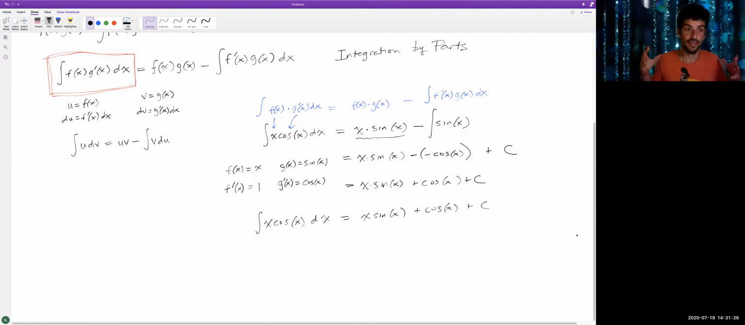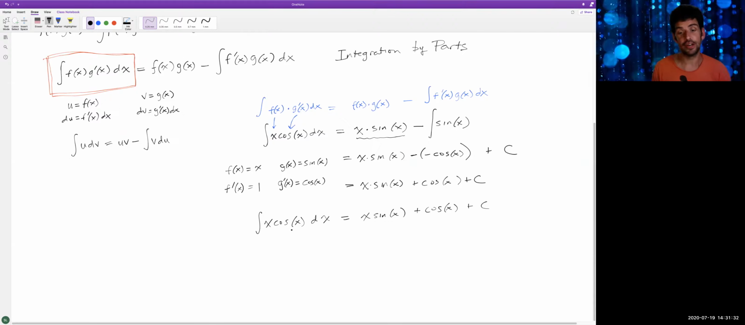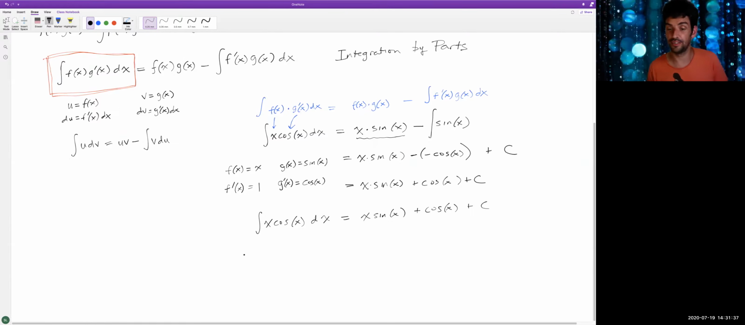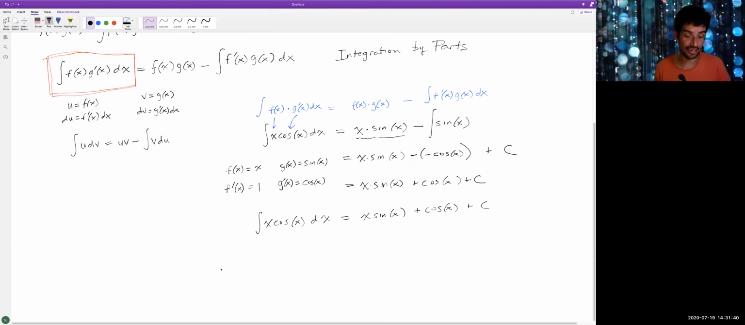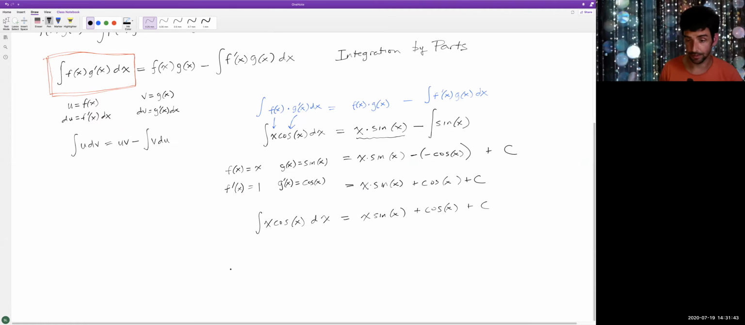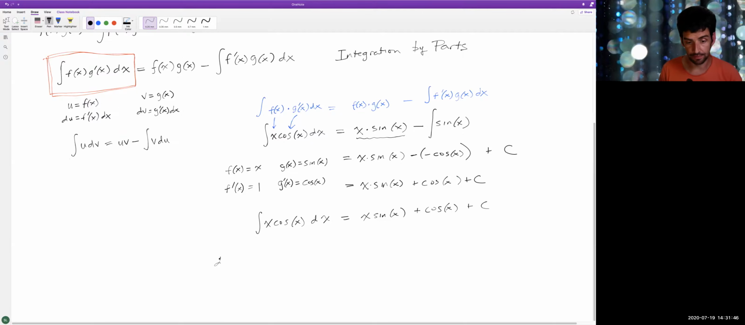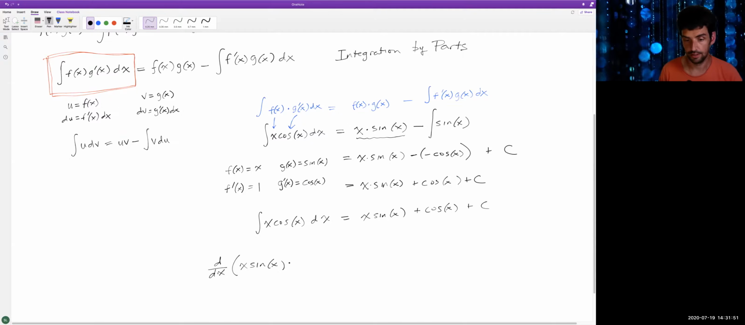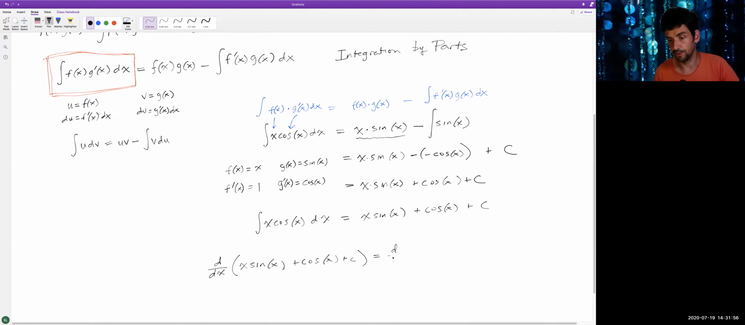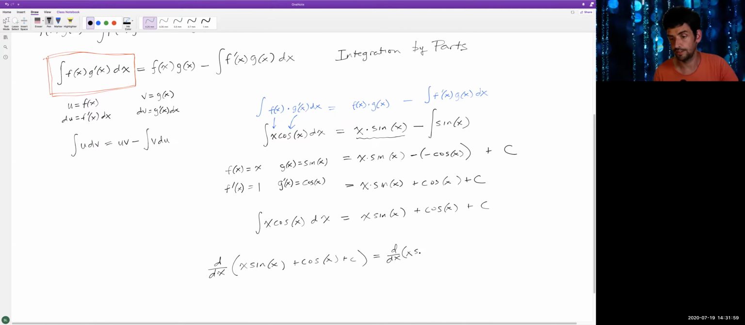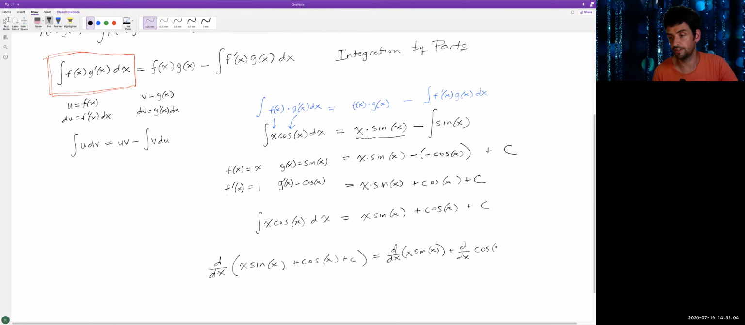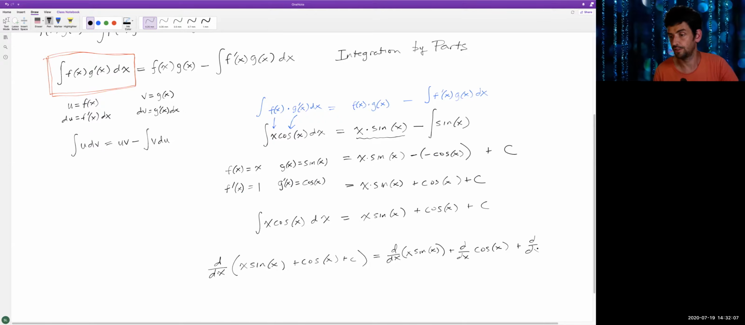Okay? It's a little bit magic, right? It doesn't feel like we ever actually took the antiderivative of x cosine of x dx. Let's see if we at least got the antiderivative through this trickery. Let's take a derivative of what we got. Take the derivative of x sine of x plus cosine of x plus c. We get the derivative of x sine of x plus the derivative of cosine of x plus the derivative of a constant.